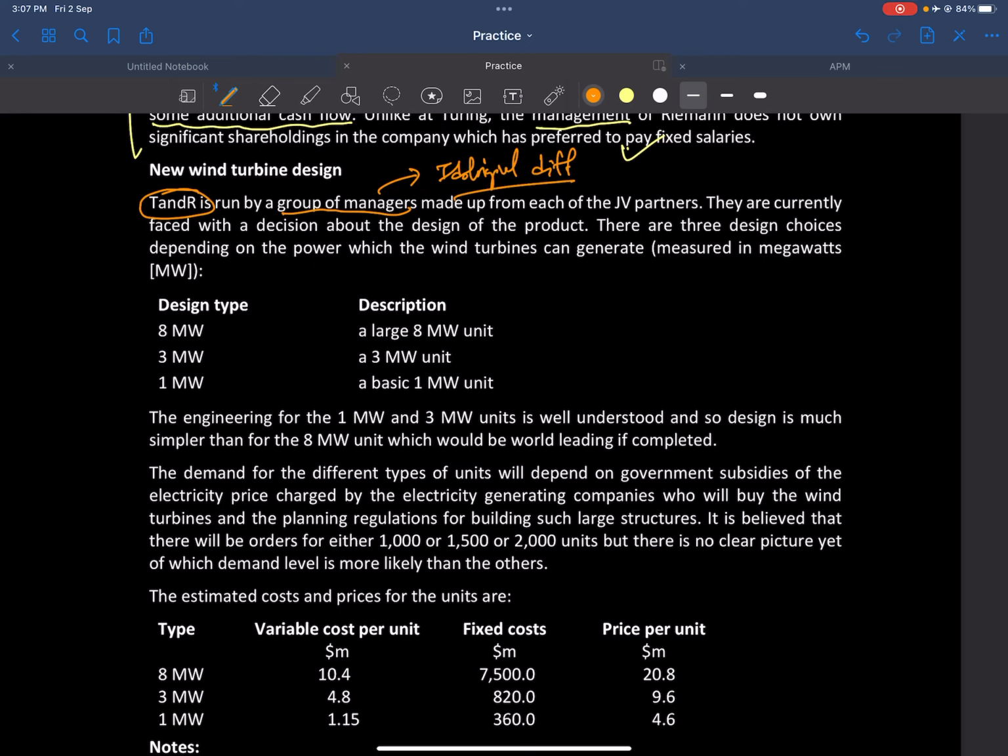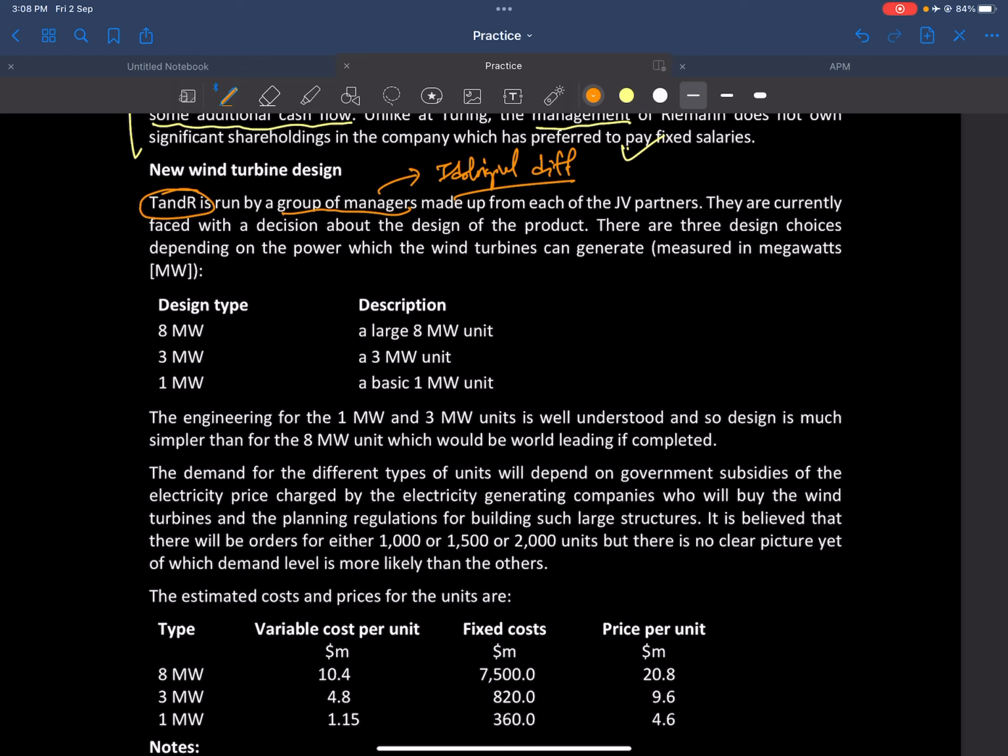Differences as they are being paid fixed salaries, but in this scenario, what is happening? What's the JV paying them, right? That's also an important thing that we need to think about. So they are currently faced with a decision about designing a product. So there are three different choices.